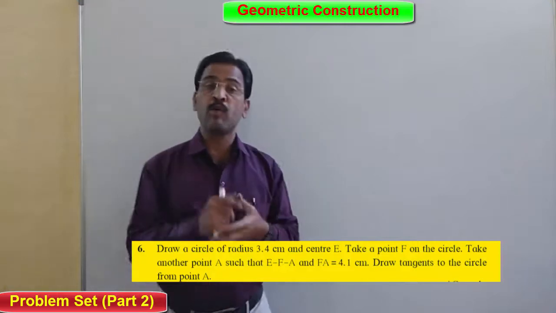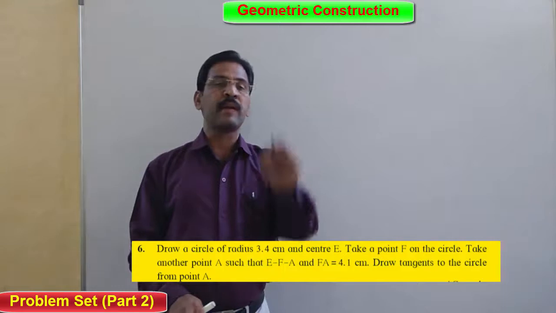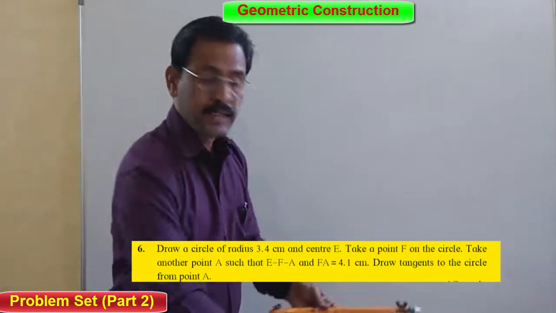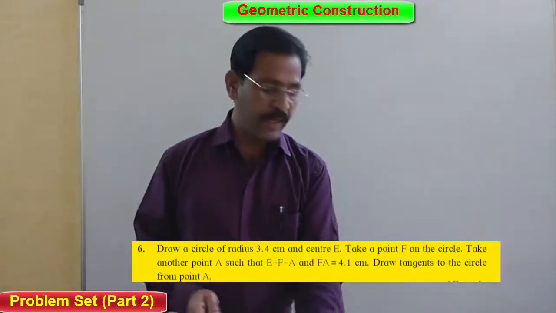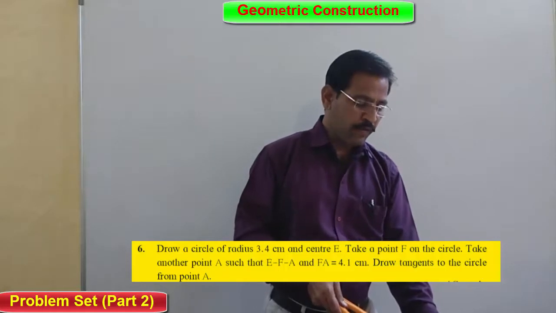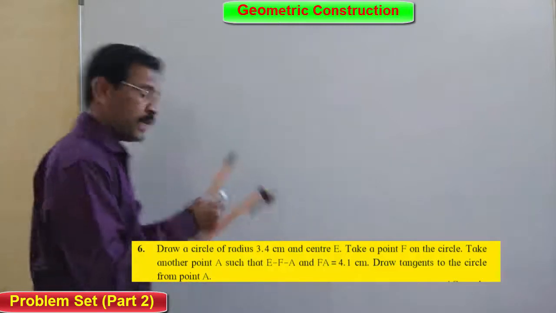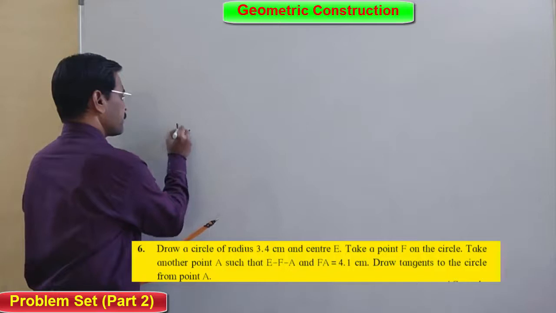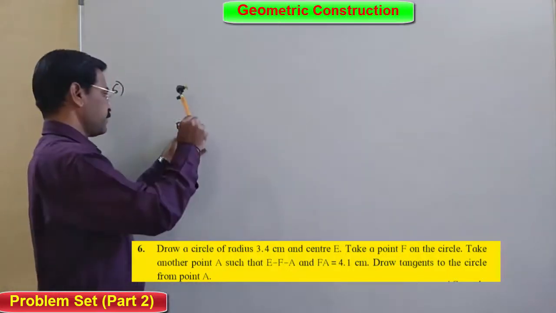Let's see here. First of all, we have to draw the circle with radius 3.4 centimeter and the center is E. So I'll take the distance 3.4 in the compass. Look here, the center is E, 3.4, just check very carefully. This is 3.4. I'll take center E. This is for example number 6. Center E is here, radius is 3.4 centimeter. I'll draw the circle.